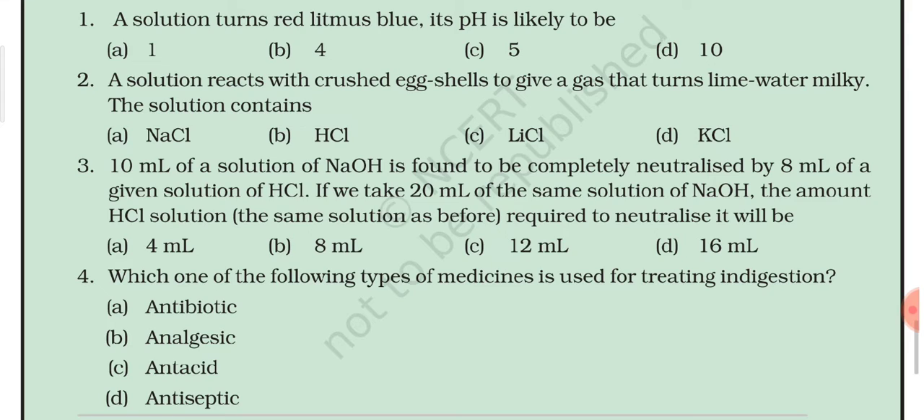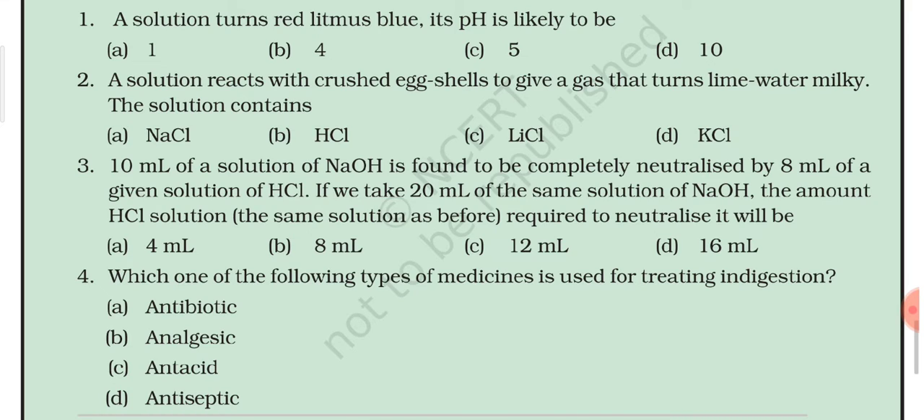As I have already told you, eggshell contains calcium carbonate, and the gas that turns lime water milky is carbon dioxide. So here, which solution, when it reacts with calcium carbonate, gives carbon dioxide gas? The answer is HCl, because when acid reacts with calcium carbonate, carbon dioxide gas is released, and when carbon dioxide gas is passed through lime water, the lime water turns milky.